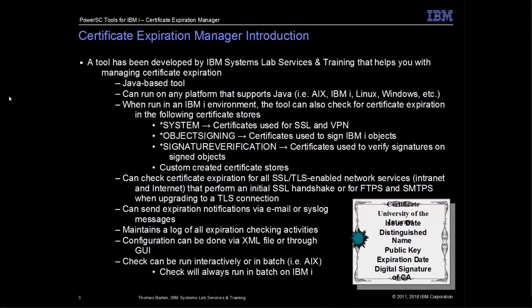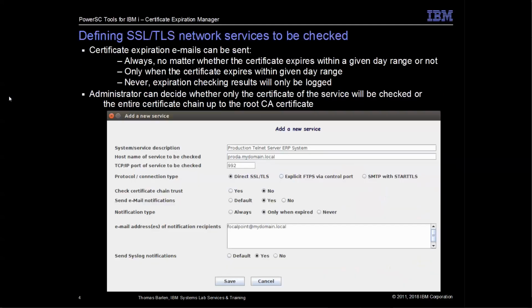The check itself can also be done, if you have a GUI, interactively or otherwise in batch mode, so that you have some sort of, on AIX, like a cron job, or on IBMi, a job schedule entry, where you just say, okay, I'm going to check once a week for expiring certificates, and then you will receive those notifications about a certificate expiration.